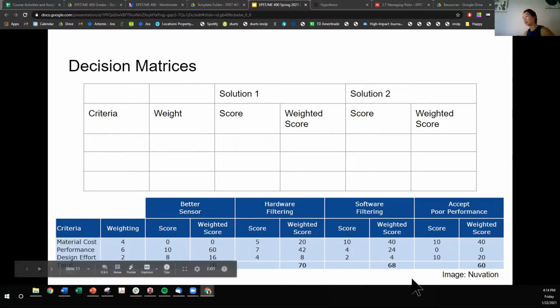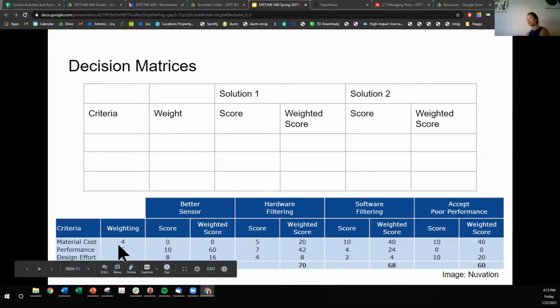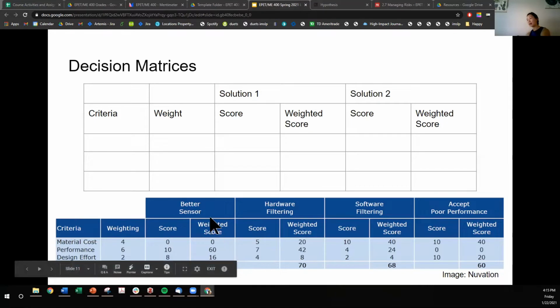You can see an example of this down here where there was a certain electronic problem that needed a solution. So you'll see here the way that this engineer broke down the criteria is the material cost, the performance of that solution, and design effort. And then these were the different solutions. What you want to see is one of the solutions stand out and have a high score. So in that case, this better sensor would be the solution that you pick.